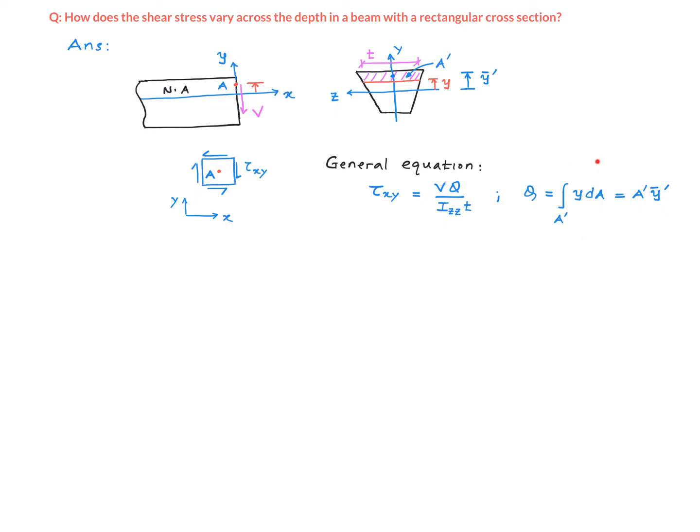Also, you might remember this equation. This is the equation we use to calculate the centroid of a given section. So this integral is basically equal to A prime, which is the area of the shaded area, multiplied by y bar prime, which is the distance to the centroid of the shaded area from the centroid of the section. So this equation is valid for any cross-section.